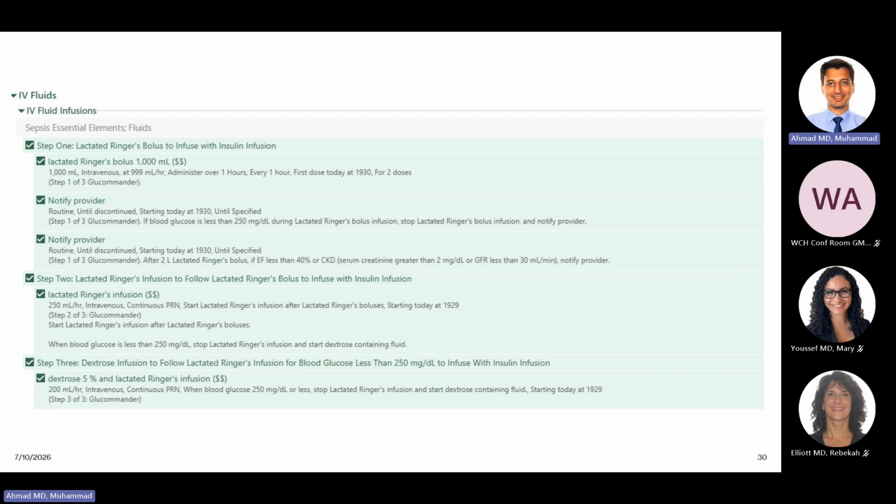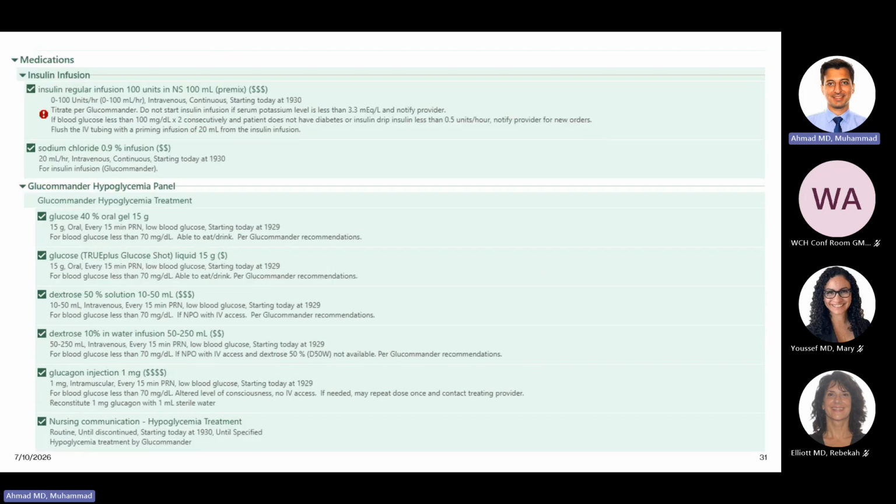For fluids, as you can see, it's done by itself; it will be clicked. You see step 1, LR with the insulin infusion, and then LR. Then they write that if blood glucose is less than 250, they put the patient on D5 as we discussed. And the insulin drip in our hospital is not 0.1 most of the time. It's a nurse-driven protocol, and whatever the glucomender says is how they usually set it.